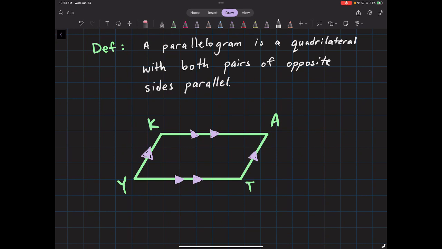Okay, you guys go with the parallelogram? No? Get the picture down too.